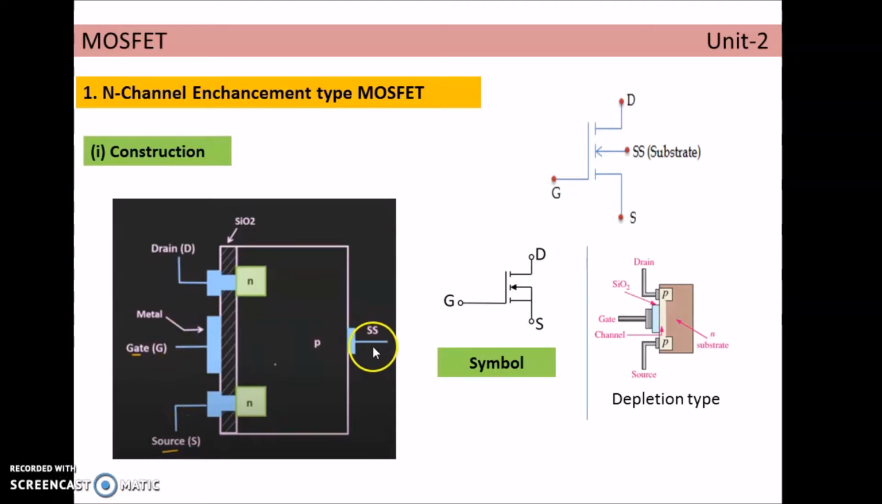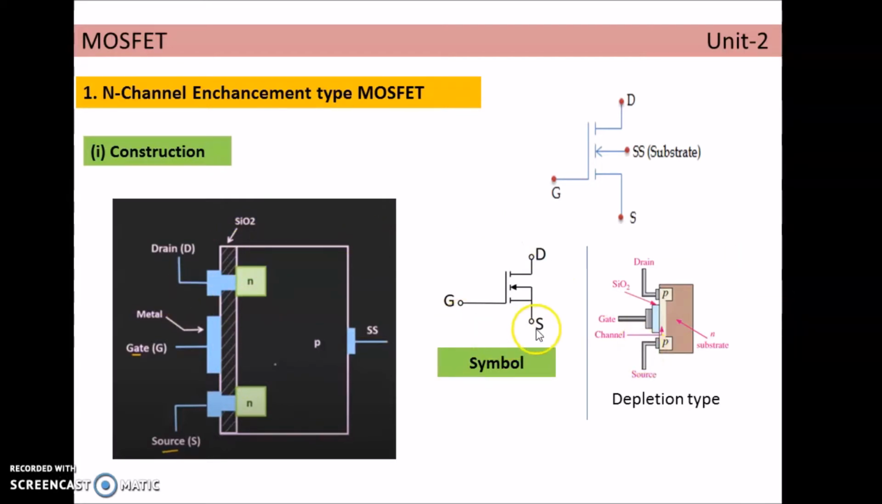And another terminal called substrate terminal. This terminal is internally connected to the source terminal and a common terminal, a single terminal is brought out from the source terminal. So this is the construction of enhancement type MOSFET. When you compare this construction with the depletion type of MOSFET construction, see here in the depletion type there is a physical existence of channel between these two P-type material. This is a P-type channel. So there is a physical existence of channel here. Whereas here in the case of enhancement type MOSFET, there is no physical channel existing here. So that is one of the main differences between the enhancement type and depletion type of MOSFET.